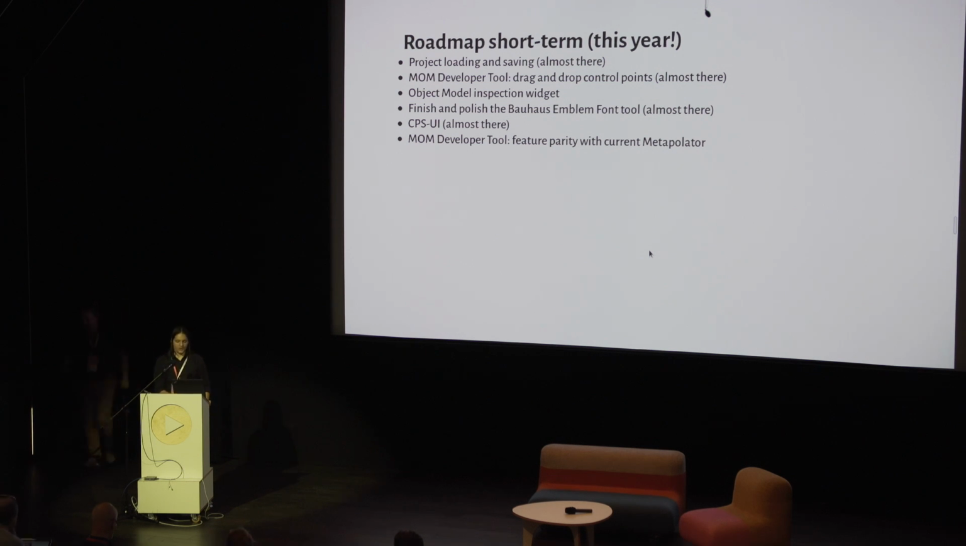So what I'm going to do this year, this is the stuff I can finish this year. Project loading and saving, so that you can stop working one day and then return the other day. Drag and drop for control points, because at the moment these control points that you've seen, you just click on it and select it. An inspection widget, so that you have an idea what your object model actually looks like. The Bauhaus Emblem font tool will be the first tool that has the vision built in to teach people how to do this stuff. I'm going to show you a short thing of that, but it's not finished, so you have to wait probably until Christmas or so. I think I'll make it until Christmas.